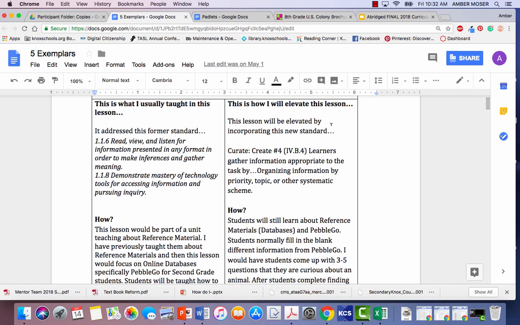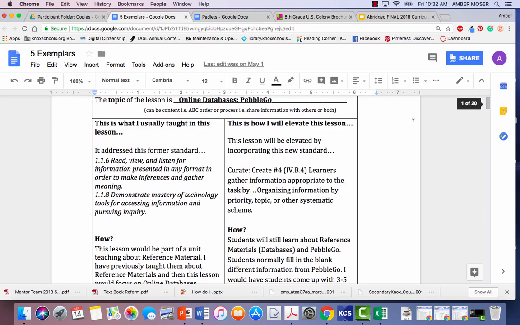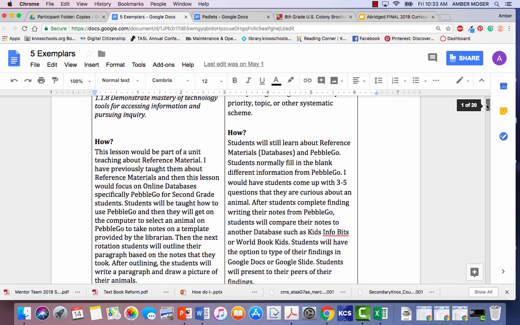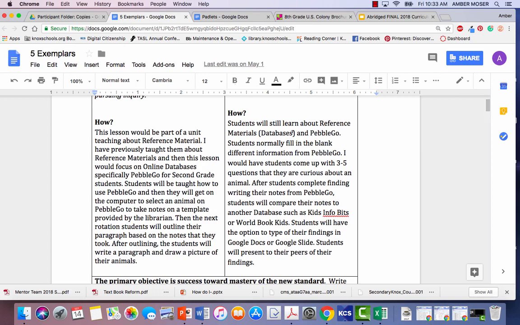If she were to elevate this lesson, she decided that she would add in 4B4, which is over in the Curate Shared Foundation. And this one says, as you can see, learners gather information appropriate to the task by organizing information by priority, topic, or other systematic scheme. So that's a little bit different from the language of these former standards. Therefore, the lesson, if it's following this idea, should play out a little differently too. Let's look at what the new lesson would look like.